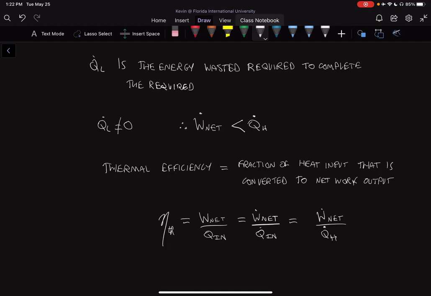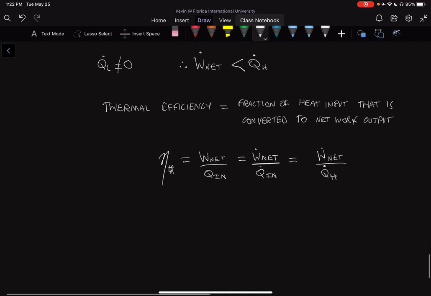Now, this is a way to measure performance. So it measures the performance. The higher work you can get from a system with a certain amount of heat in, the better it is. So we want to get it as high as possible. We want this thermal efficiency to be as high as possible.